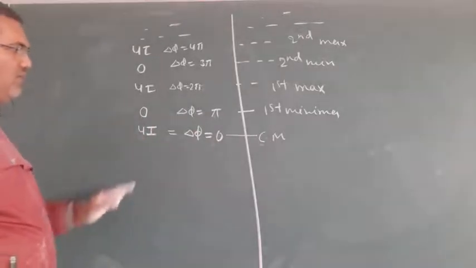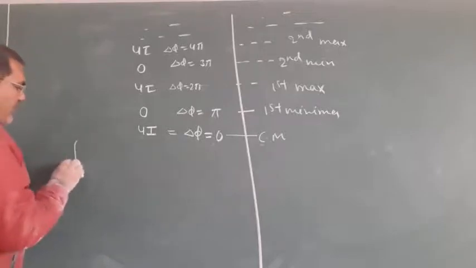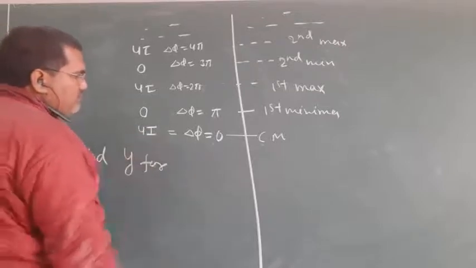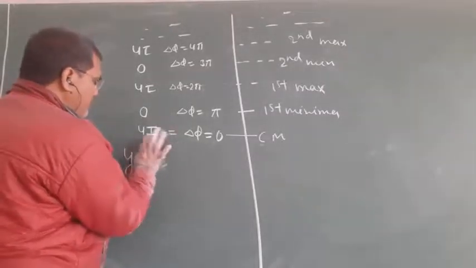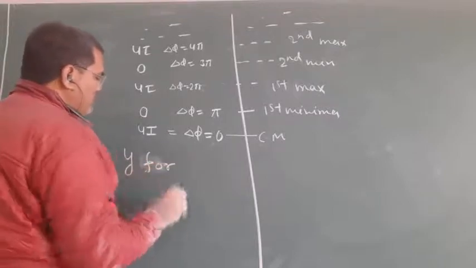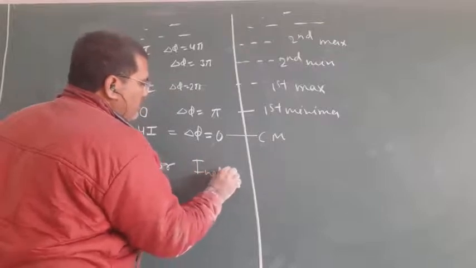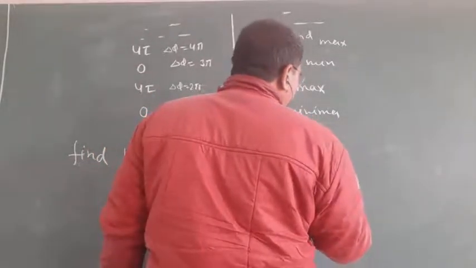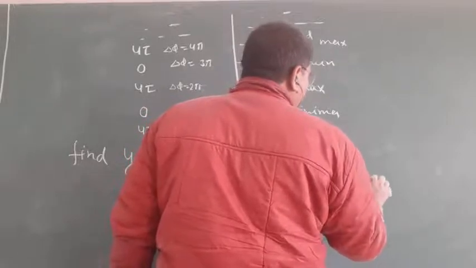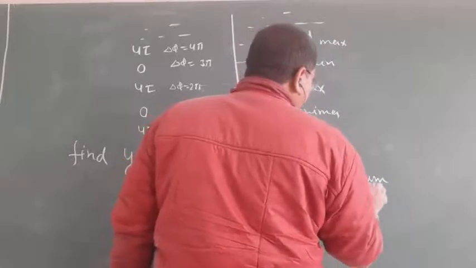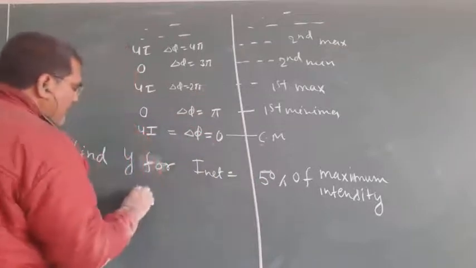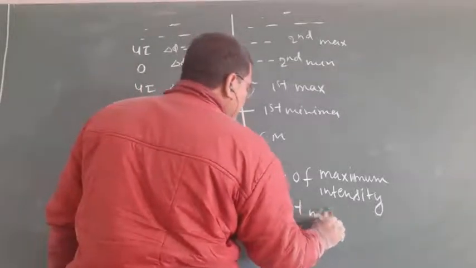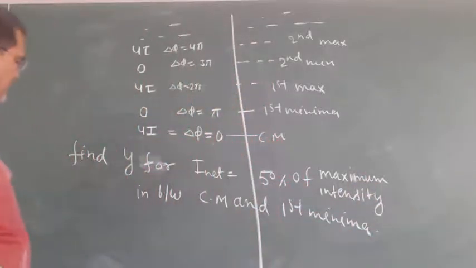So write down the question. Find y for intensity I equal to 50% of the maximum intensity, in between the central maxima and the first minimum. This is the question.